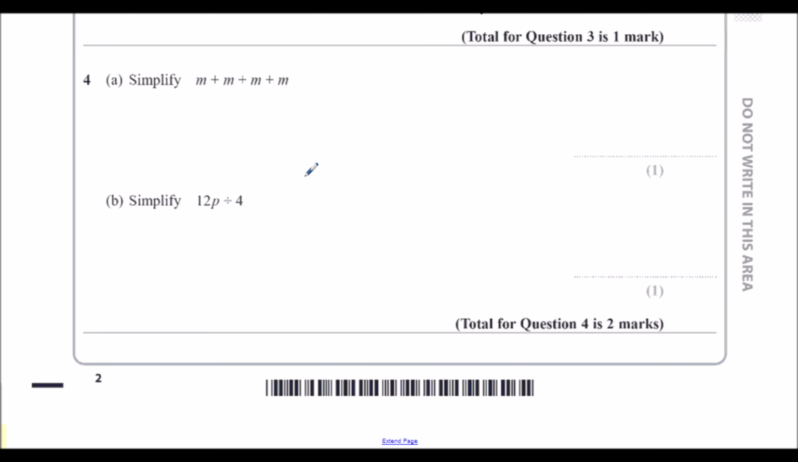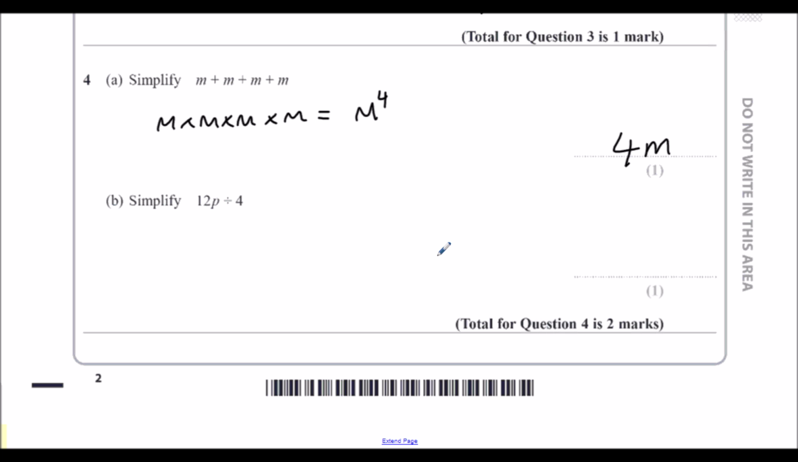Question 4, simplify. M plus M plus M plus M. So we've got 4 M's added together, so it makes 4M. 1 M plus another M is 2 M's, plus another one is 3 M's, plus another one is 4 M's. If it was M times M times M times M, that would be M to the power of 4. But here we've got 4 M's added together, that's 4 times M, 4M.